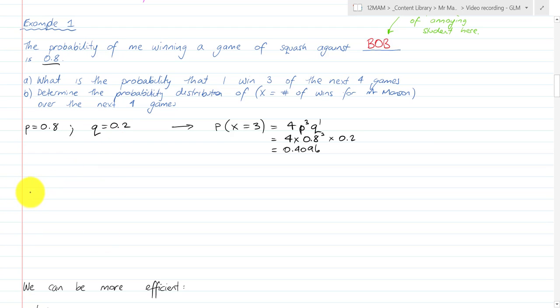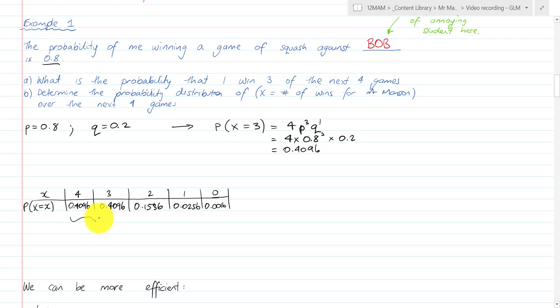And so I'll do that quickly now. Okay, there's my probability distribution, and you can see that the most likely outcomes are 4 and 3, which makes sense because I've got a much stronger game than Bob, and I've got an 80% chance of winning, so you'd expect me to win 3 or 4 of the games overall. 2 is possible, 1 and 0 seem quite unlikely, but you know, it might still happen.